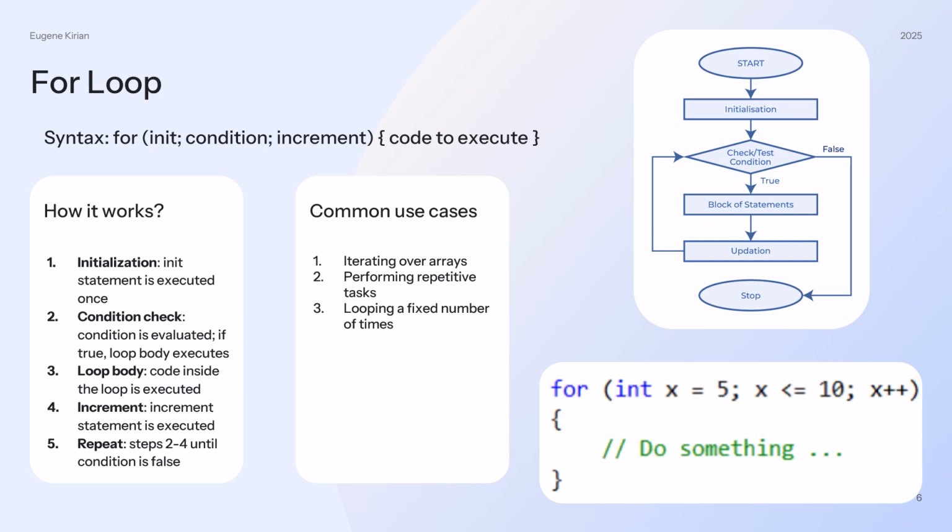Let's take a closer look at the for loop. The syntax is straightforward: for, init, condition, increment, code to execute. But how does it actually work? Here's how it works step by step. First, the initialization statement is executed once, setting the stage for the loop. Next, the condition is evaluated. If it's true, the loop body executes. The code inside the loop is then executed, followed by the increment statement. The loop then repeats, re-evaluating the condition and executing the loop body and increment statement until the condition is false.